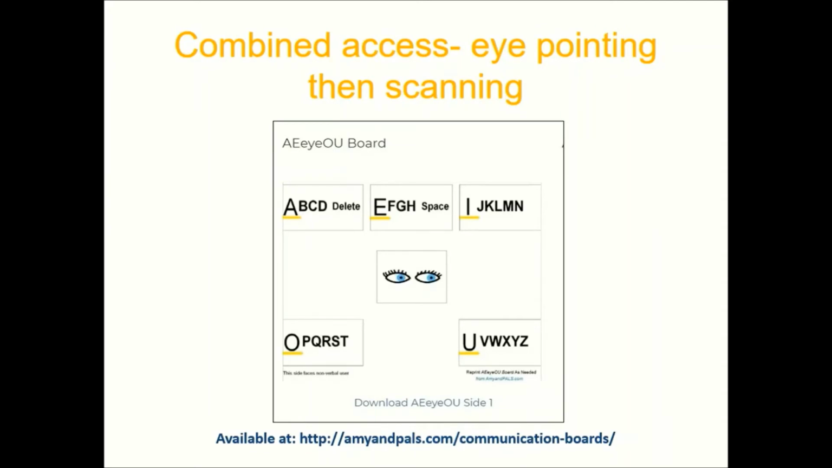You can also combine access methods. So this is an AEIOU board from Amy and Powers. And what you could set up here is that the person looks at the category that the letter is in, and then you can scan through. So let's say they looked at the box in the bottom left. So you'd indicate that and you say, I think you're looking at this box, and you tap it. And then you can scan through the letters. So is it O? Is it P? Is it Q? Is it R? And you're waiting for their yes signal, whatever that might be.